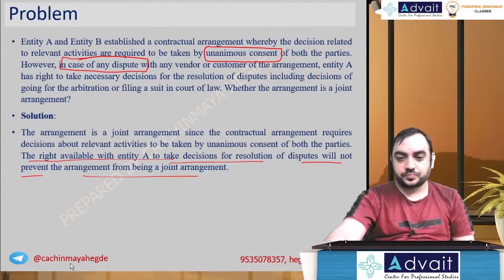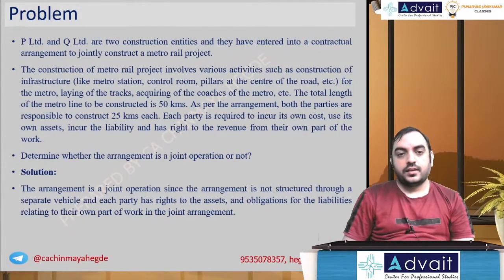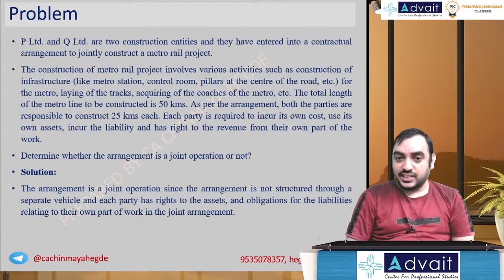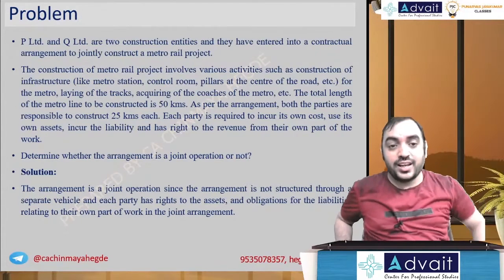Okay, next. P Limited and Q Limited are two construction entities and they have entered into a contractual arrangement to jointly construct a metro rail project.